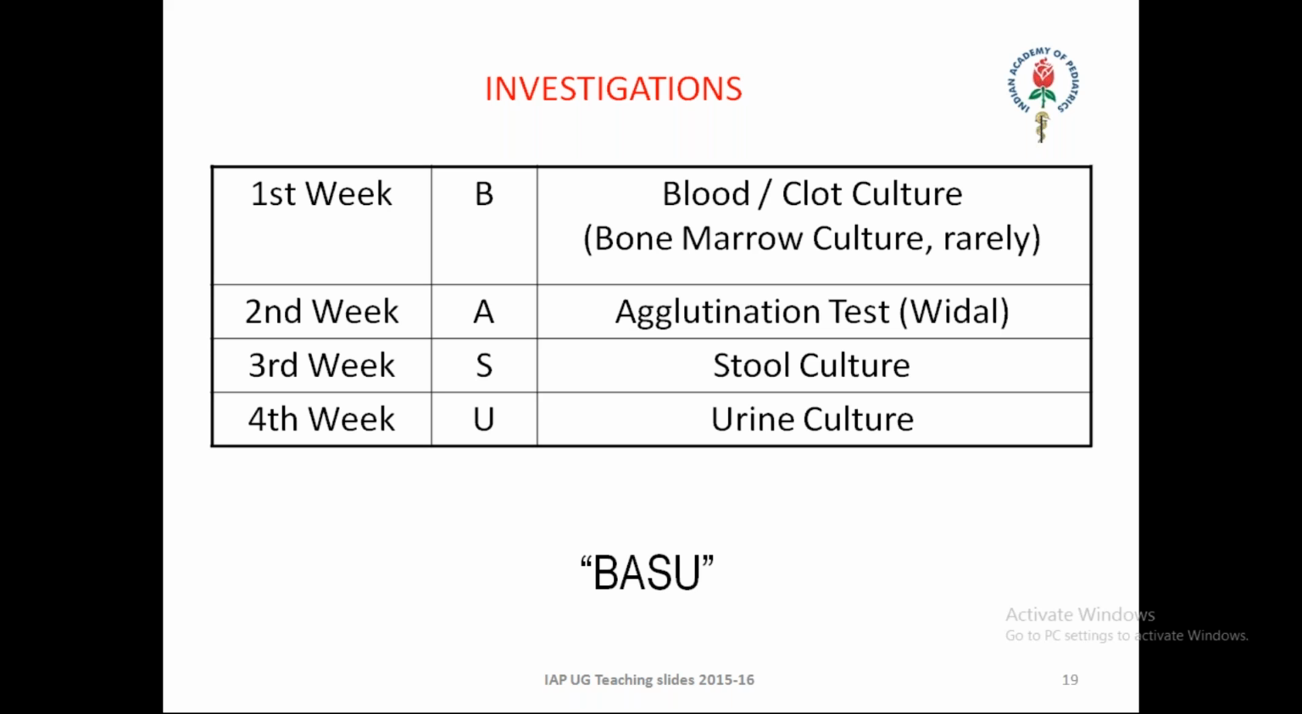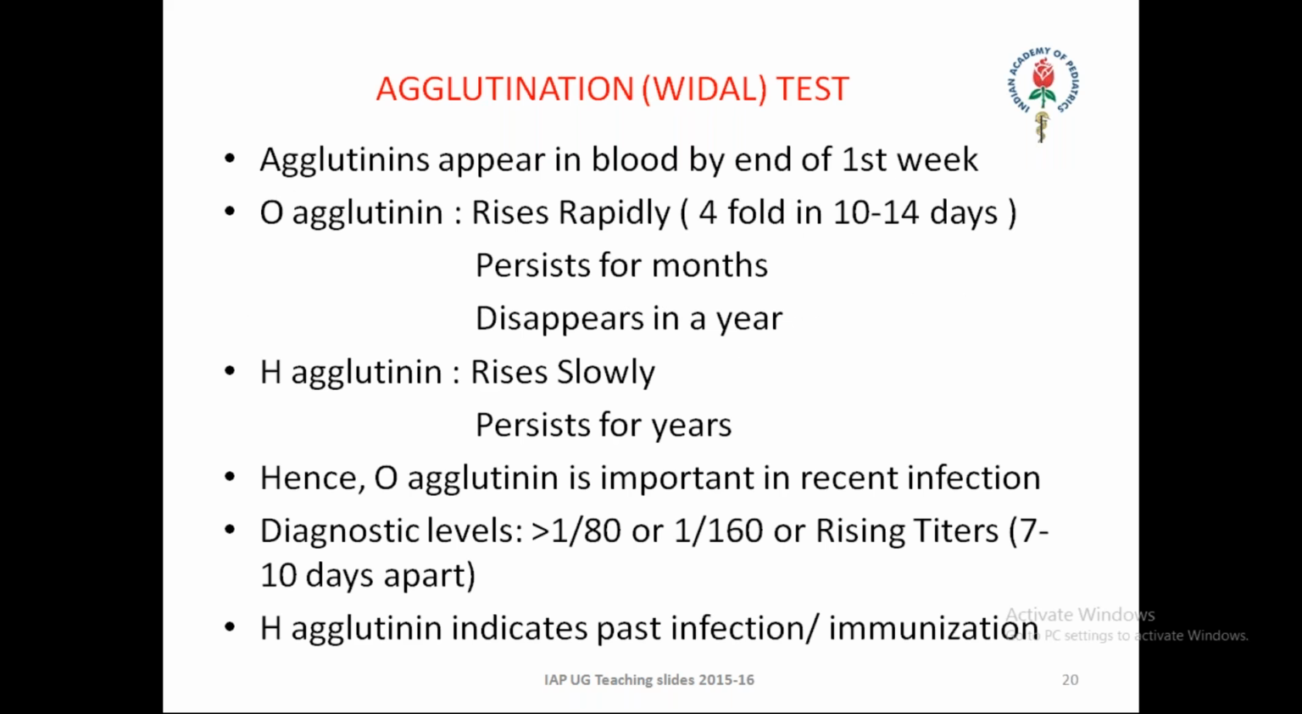But this one is not a specific test. The gold standard test for typhoid is only blood culture. Third week, stool culture, and fourth week, urine culture. The agglutination or Widal test is the form which you have to represent.